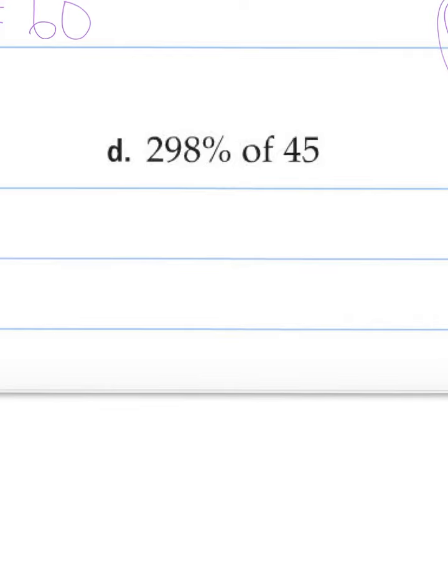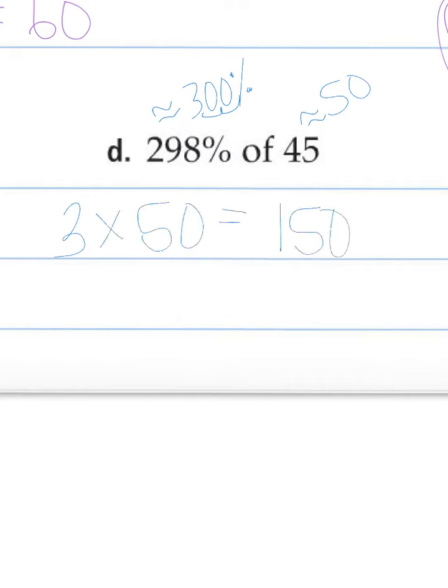298% of 45. You could round the 298 up to 300%. And I'm going to round the 45 to be 50. So now 300%, turn that into a decimal by moving it 1, 2 to the left, and you get 3 times 50, which equals 150. So your answer would be approximately 150. So we're really just making these numbers into nicer numbers to work with.